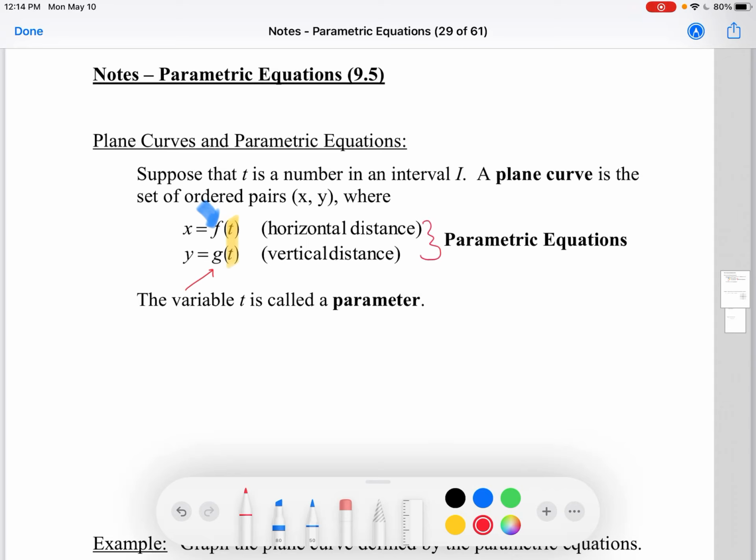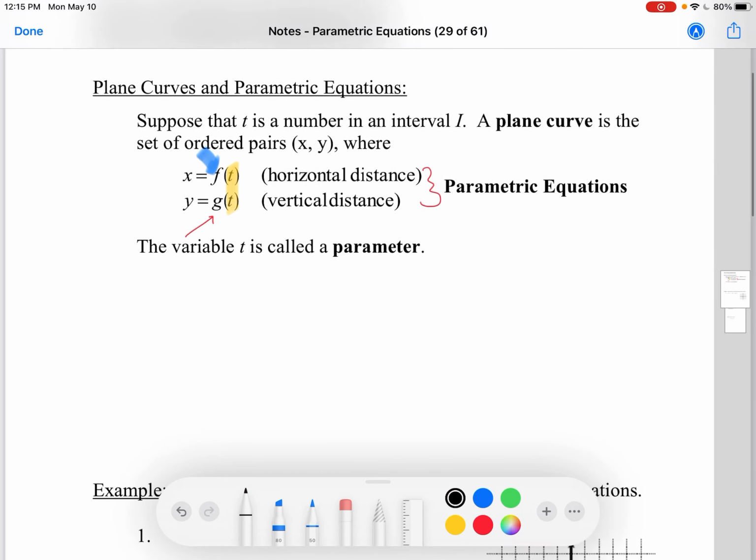We're going to have one equation specific for x, another equation specific for y, but both equations are going to be in terms of t. So the variable that you're looking for in both the x equation and the y equation is t, and that is called the parameter. It's what everything is based off of.